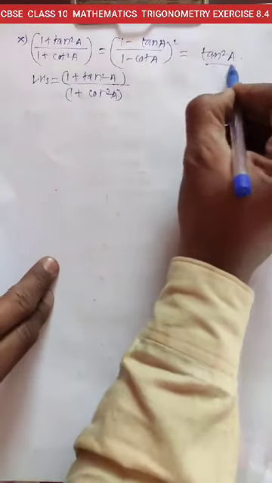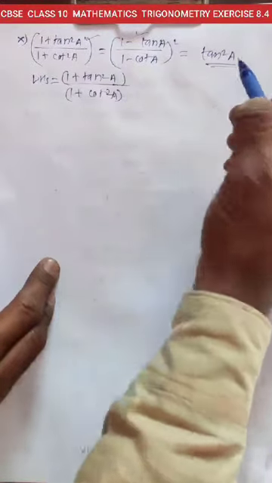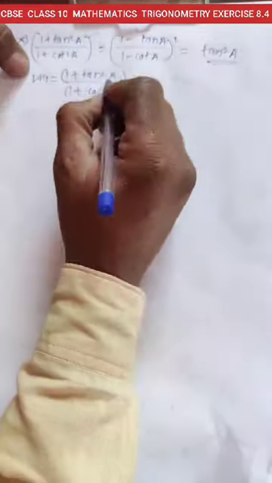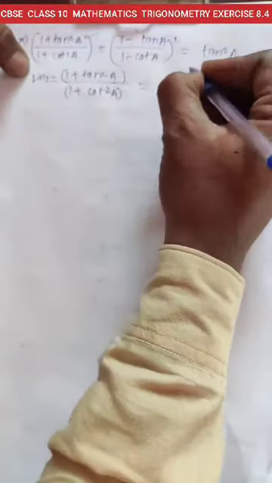Dear students, now our last question, question number 10: (1 + tan²A)/(1 + cot²A) = ((1 − tan A)/(1 − cot A))² = tan²A. That means for both these terms, we have to show that the answer is tan²A. So here we take the LHS, which is (1 + tan²A)/(1 + cot²A). In this formulation, simply write down 1 as it is.